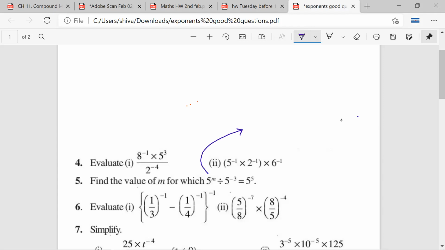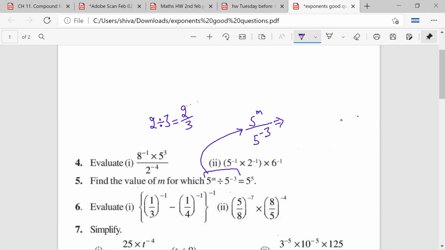Now, how I see this question is 2 divided by 3. I see 2 divided by 3 as 2 by 3. Aishwarya ji, any doubt? No, sir. So I see this as 5 raised to power m upon 5 raised to power minus 3. Aishwarya ji, any doubt? No, sir.